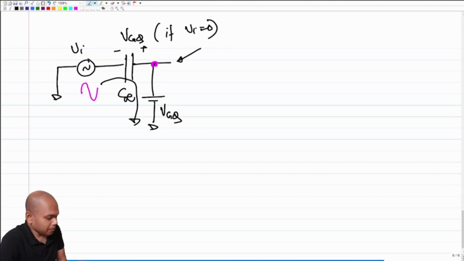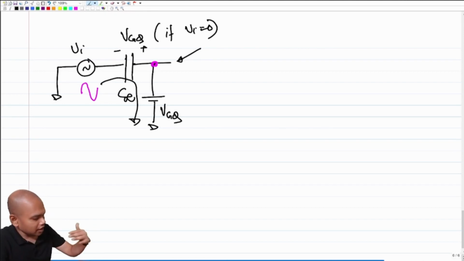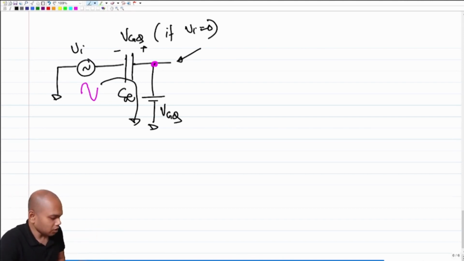Because the battery gives you no impedance, a battery is essentially an ideal short, right? If you use superposition, we'll essentially say that VGQ is an ideal short. Because it is an ideal short, the current that is flowing out of Vi is not able to change this voltage Vg, simply because VGQ is an ideal short. This is causing a problem. Correct?